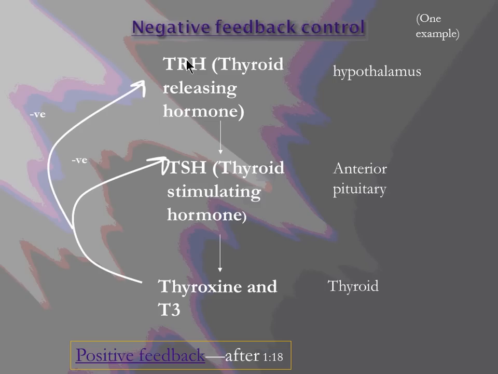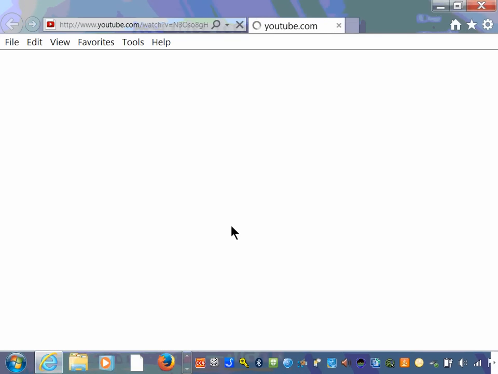You could substitute this with CRH, corticotropin-releasing hormone, and ACTH, adrenocorticotropic hormone. It acts on the adrenal cortex and secretes what are called glucocorticoids, cortisol and so on, and they have a negative feedback. And let's look at an example of positive feedback.